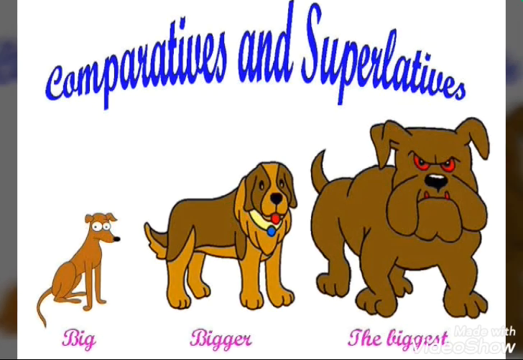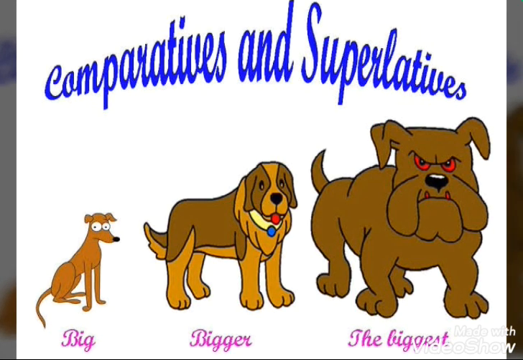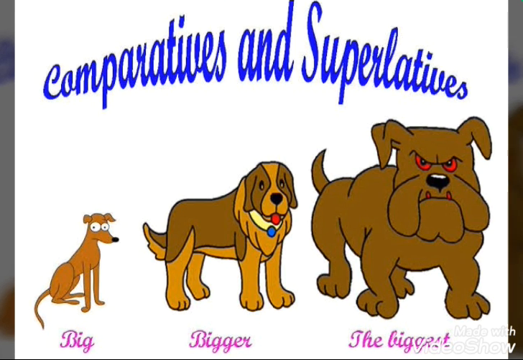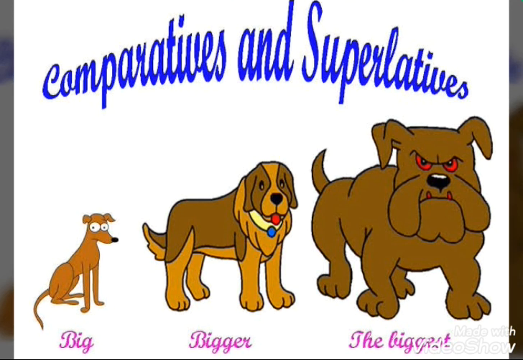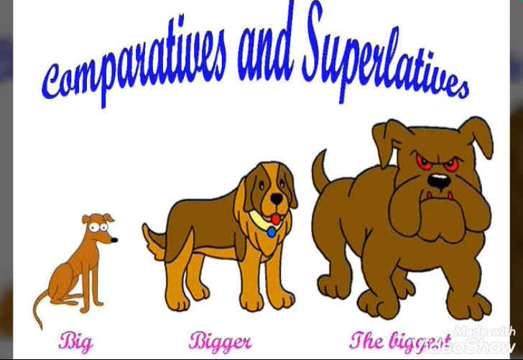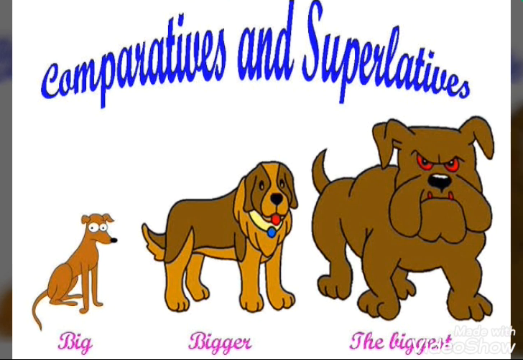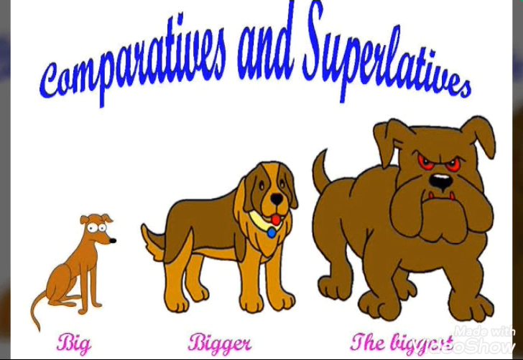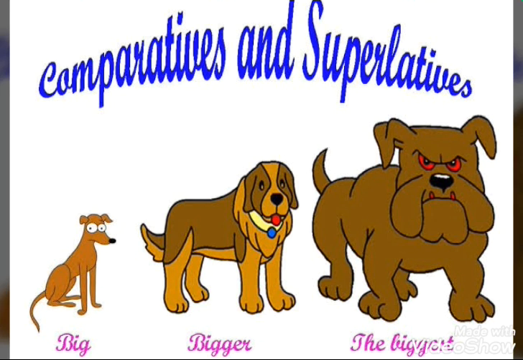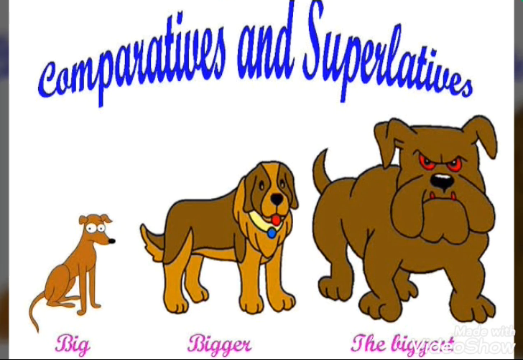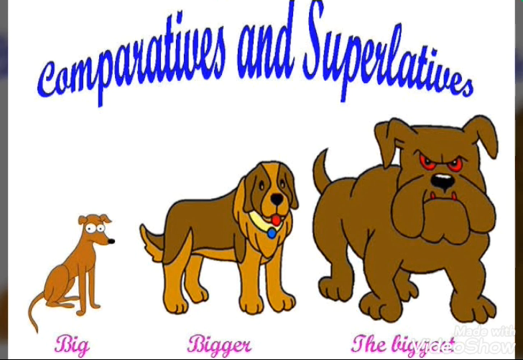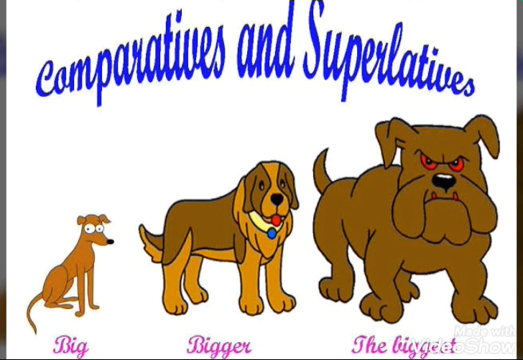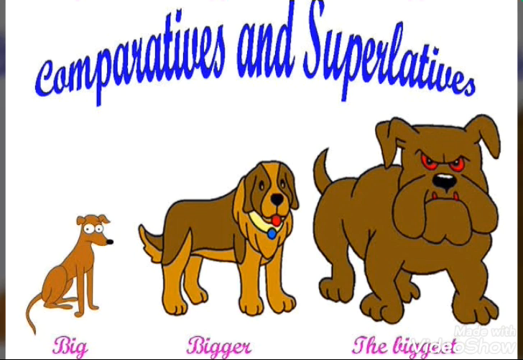Here we have three dogs. Dog 1, 2, 3 from the left. Dog 1 is big. What about dog 2? Dog 2 is bigger than dog 1. What about the third dog? Which dog is the biggest one? Dog 3 is the biggest one. Dog 3 is the biggest dog. So we have big, bigger, the biggest. Okay?